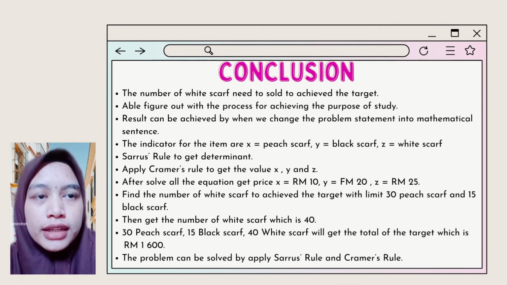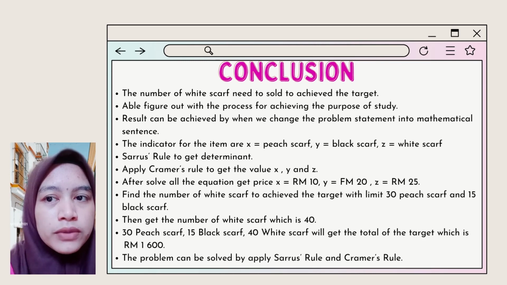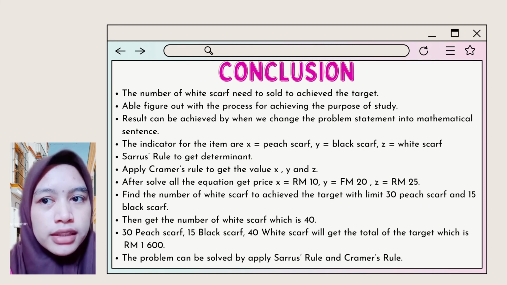Conclusively, we managed to get the answer for Kaisara's problem, who has to figure out how many white scarves she has to sell to reach her new sales target, which is 1,600 ringgit. And also, her peach and black scarves are only limited to 30 and 50 scarves respectively. We are able to figure it out with the process for achieving the purpose of the study of linear algebra.